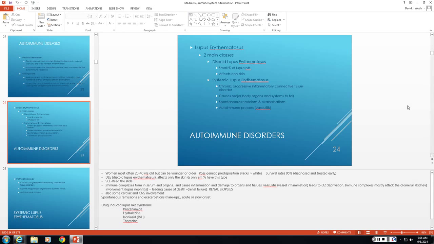Now, drugs that can induce lupus-like symptoms or lupus-like syndrome are going to be your procainamide, hydralazine, Thorazine, and your INH, which is isoniazid.